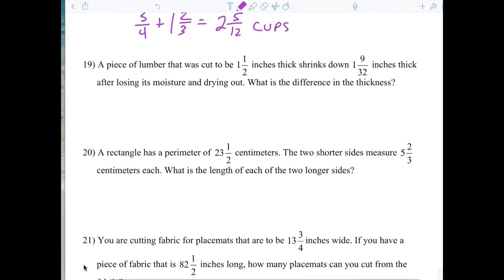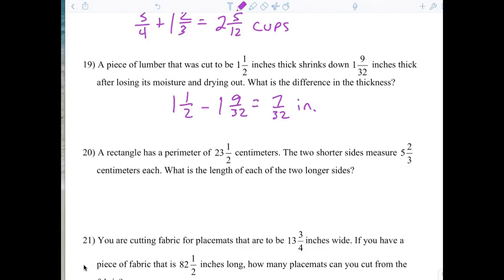19. It says a piece of lumber that was cut to be 1.5 inches thick shrinks down to 1 9/32 inches after losing its moisture and drying out. What's the difference in the thicknesses? Right, so we're subtracting. Do that on your calculator and tell me what you got. 7/32. Now, the only thing I want you to make sure is 7/32 inches. Make sure you write the units down.